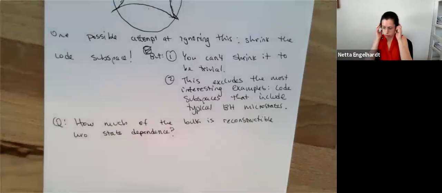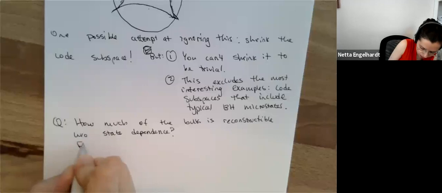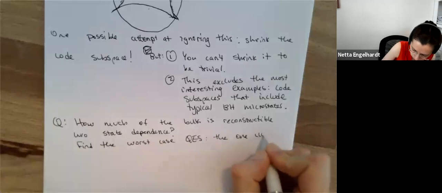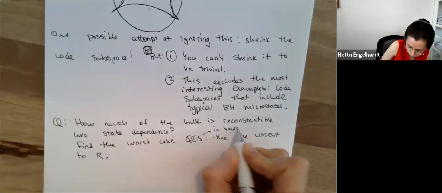So clearly, this is going to depend on your code subspace. But for a given choice of code subspace, it's going to be the worst case scenario. In other words, within your code subspace, you find the quantum extremal surface that's closest to the boundary. And you say, okay, that's what I can reconstruct in every state in my code subspace. And therefore, within this code subspace, this reconstruction is state independent. So find the worst case quantum extremal surface, the one closest to R, your boundary subregion. And this is the worst quantum extremal surface in your code subspace.